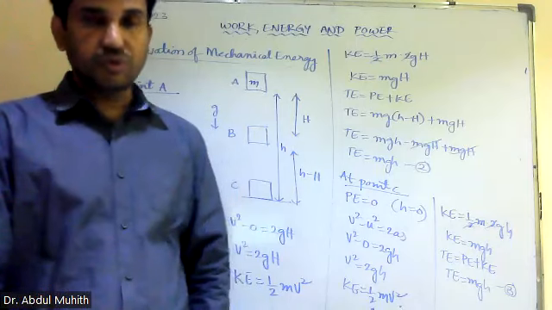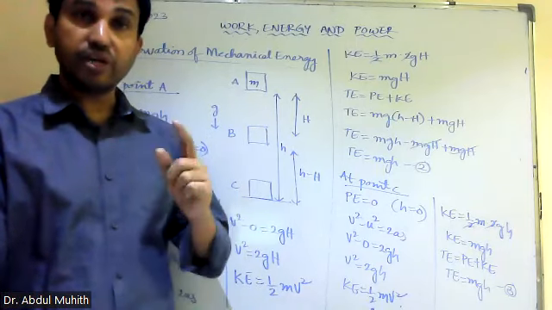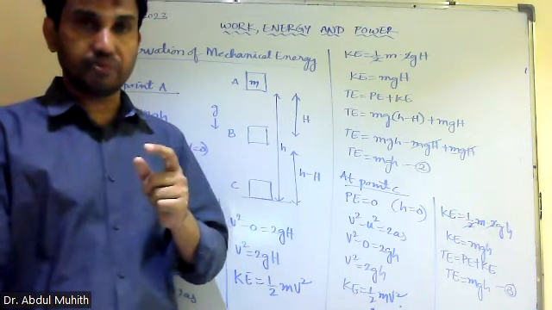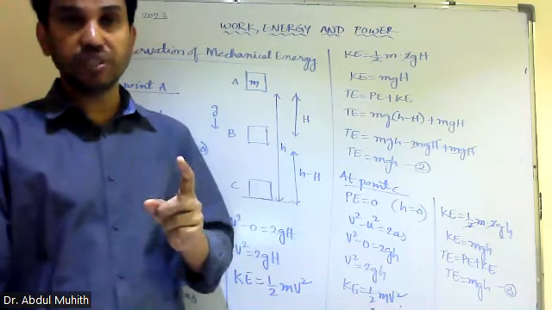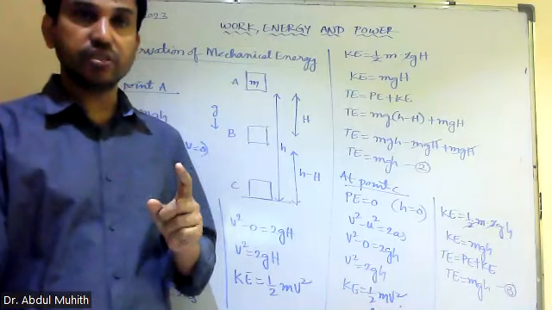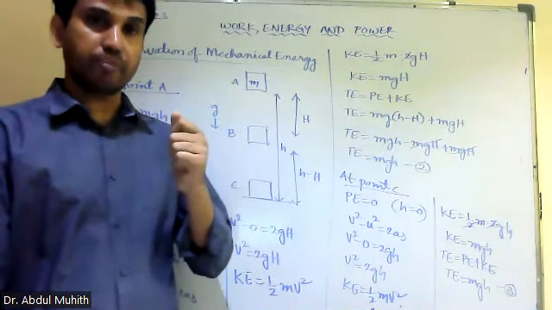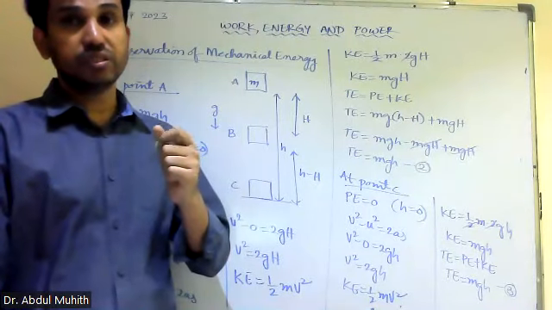Energy possessed by a body due to its height. Very good. Energy possessed by the body due to the position or due to the shape. If it is due to the position, what is that called? That is known as gravitational potential energy. If it is due to the shape, it is known as elastic potential energy.